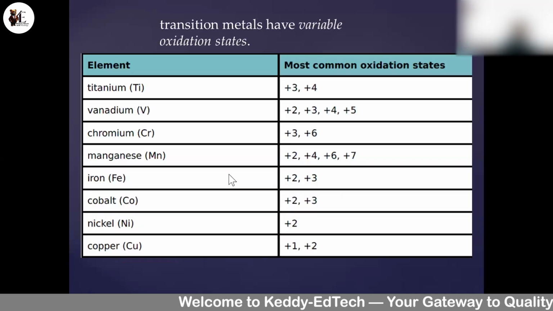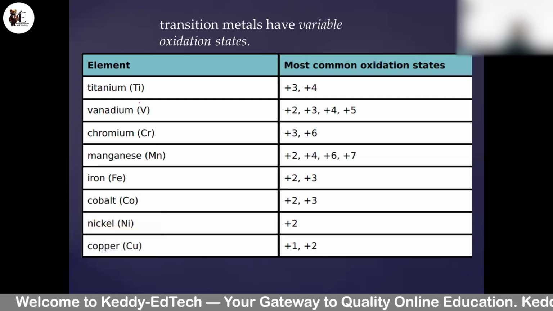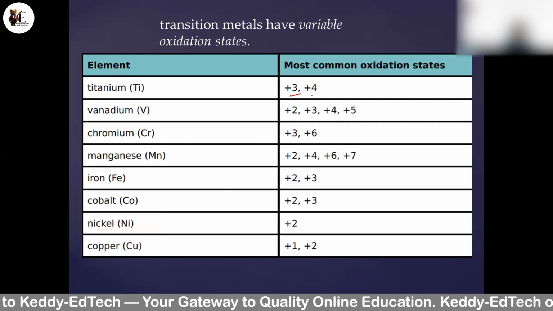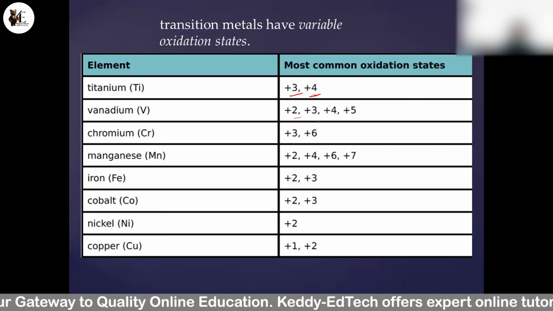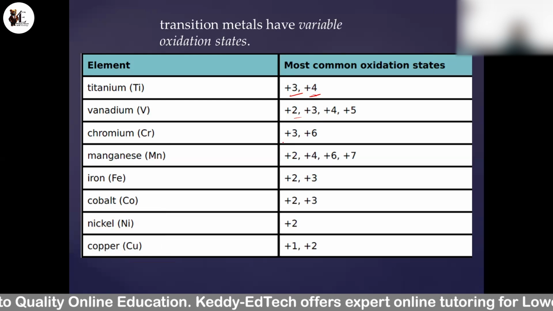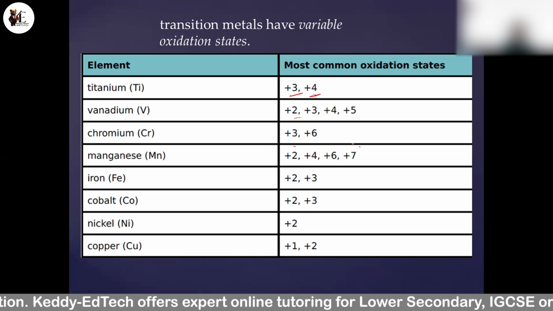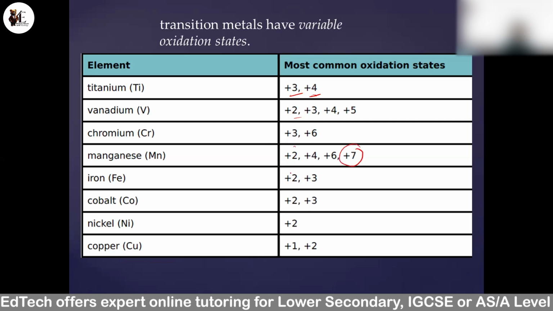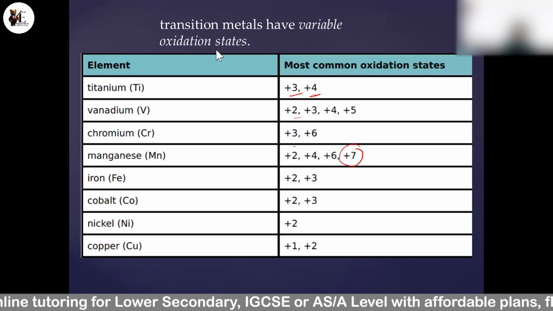As you say, transition metals have variable oxidation states, so you should know all these variable oxidation states. Titanium is +3, +4. Vanadium, these are the most common oxidation states. You have to remember all these oxidation states. Manganese forms the maximum oxidation state, up to +7. All these oxidation states you have to remember. Write it down, make it stable.